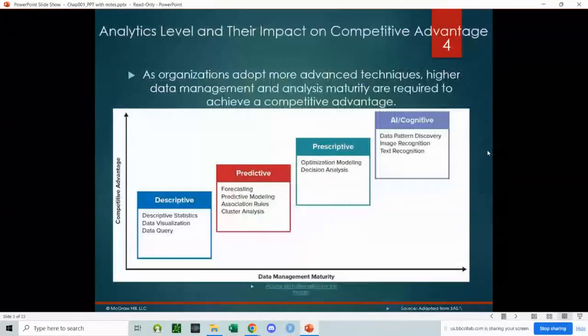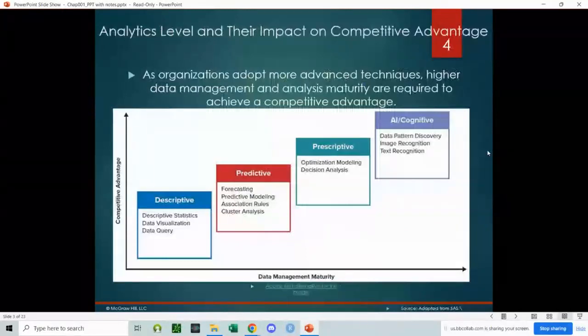Analytics involves simple techniques like descriptive statistics and data visualization, but primarily focuses on more advanced techniques including predictive, prescriptive, and the new buzzword, artificial intelligence analytics or cognitive analytics. I'm going to talk about each of these in more depth throughout the course.